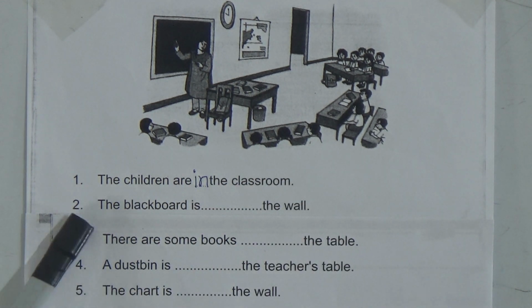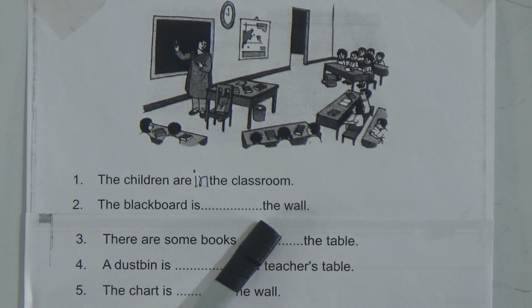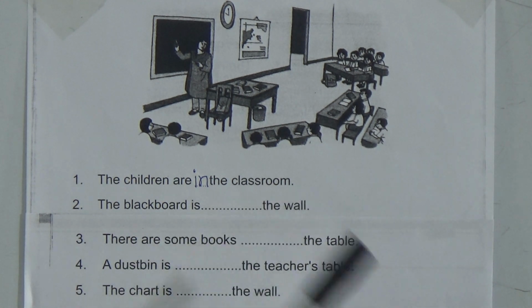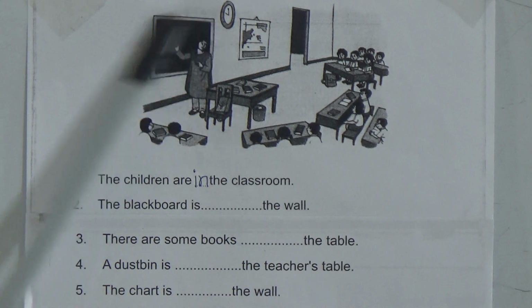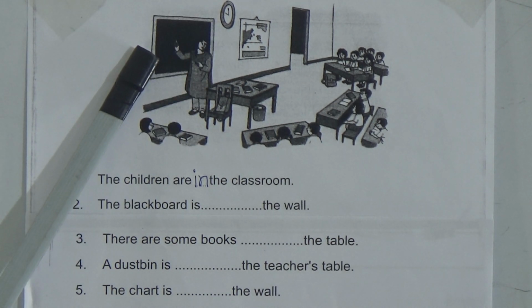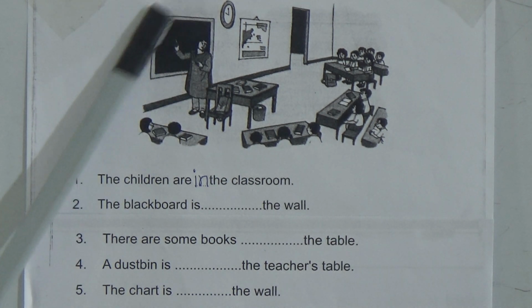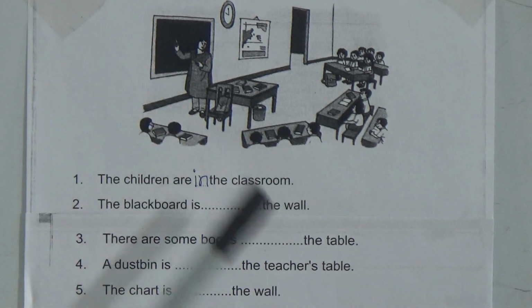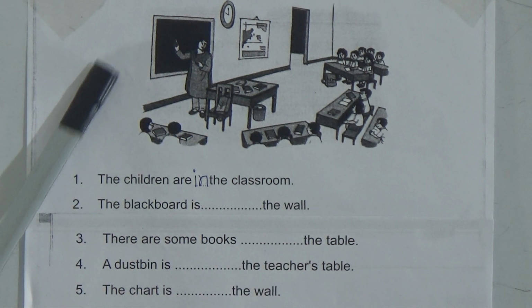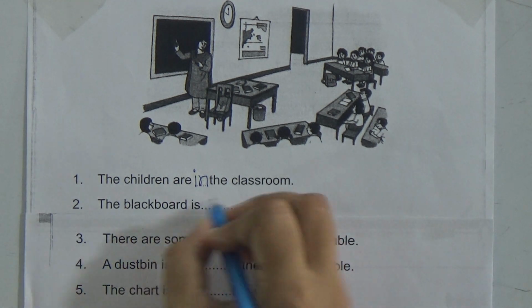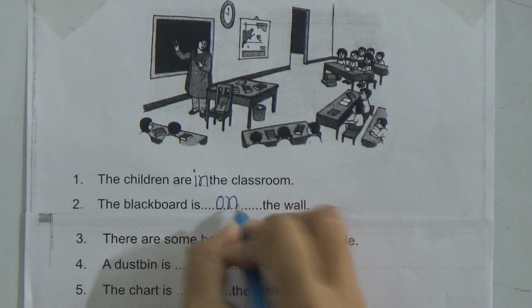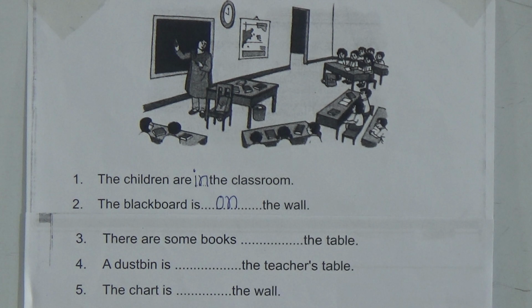And now number 2, the blackboard is dash on the wall. So where is the blackboard? Now look, where is the blackboard? The blackboard touches the surface of the wall. So what will you write here? Yes, we will write here on. The blackboard is on the wall.